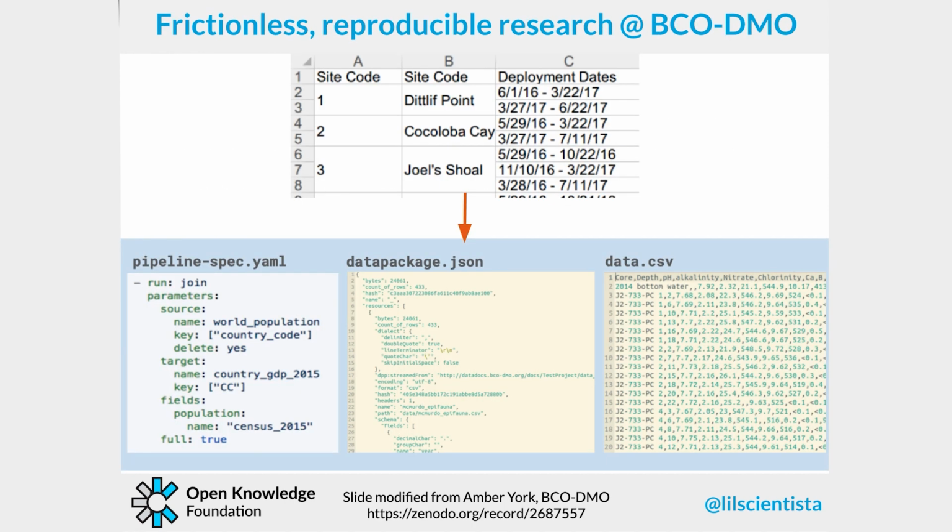So to sum up this use case, with BCO-DMO, we worked with them to start with messy data and then created a data package pipeline that the managers were able to use to clean this messy data. And that generates a pipeline spec file that tells us everything that happened to that data, the data package, which includes the metadata describing the data, and the nice clean data that can then be hosted and used by other people. And I want to mention these slides are from Amber York of BCO-DMO. They're really interesting research, and I encourage you to check out their other talk.